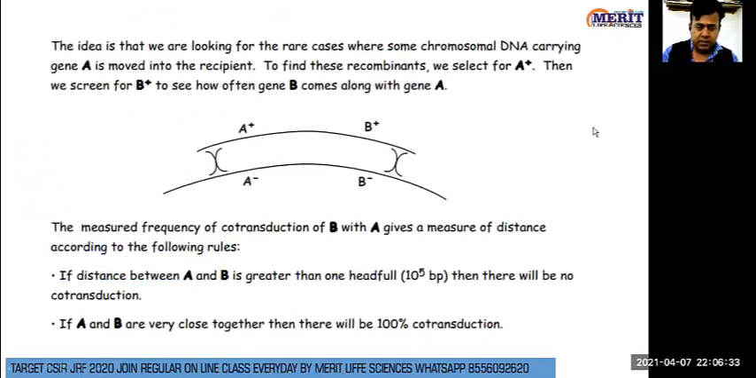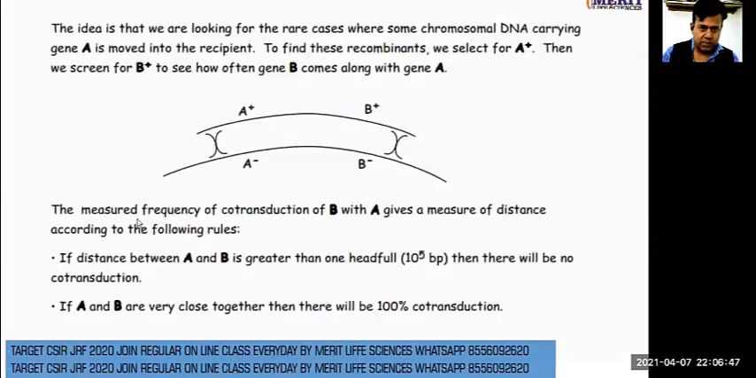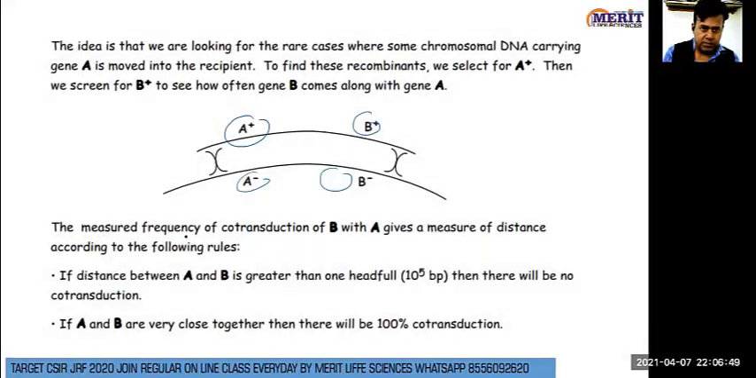This is very similar to the Benzer experiment. You can see here A plus B plus and A minus B minus. So you can measure the frequency of co-transduction of B with A, and then you can calculate the distance between A and B.